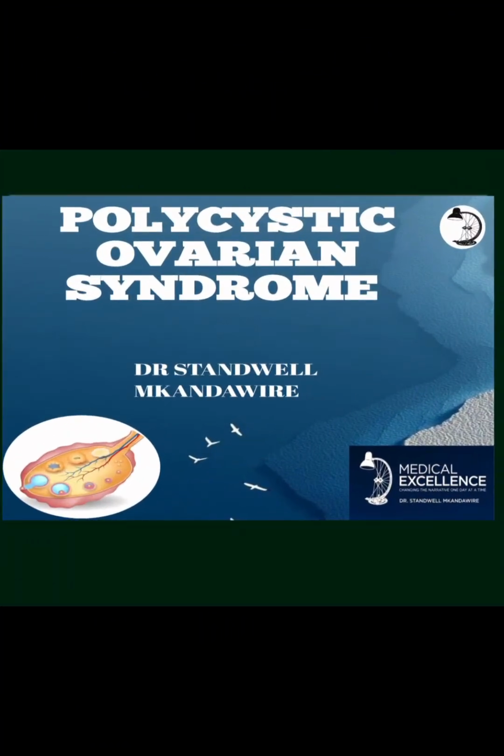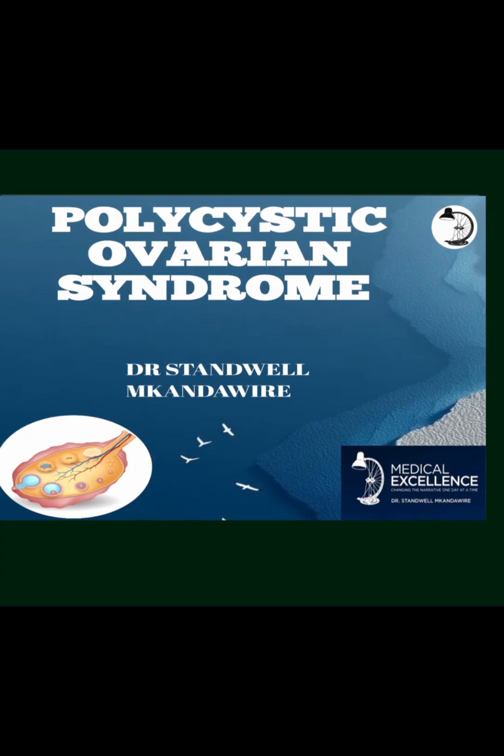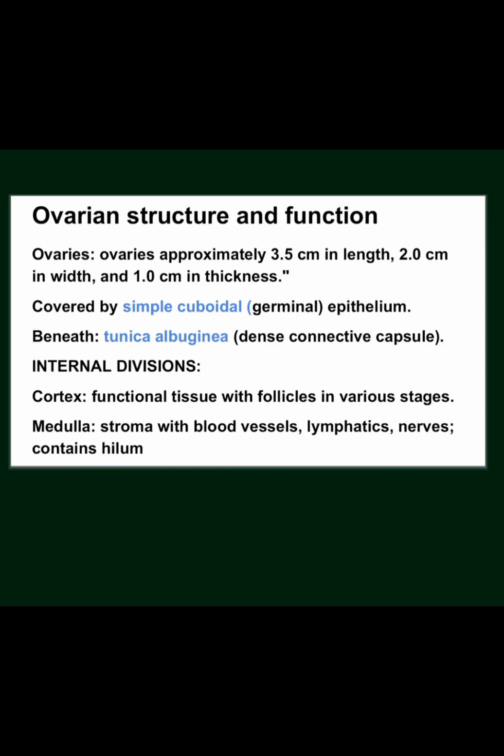Welcome to this session of Women's Health, and in today's session we're going to be looking at Polycystic Ovarian Syndrome. To understand this topic, we need to appreciate the anatomy, at least the size of the ovaries. Approximately, the ovaries are 3.5 centimeters in length, 2 centimeters in width, and 1 centimeter in thickness.